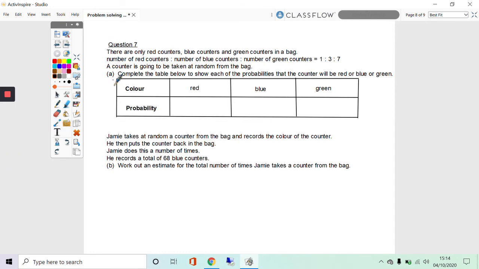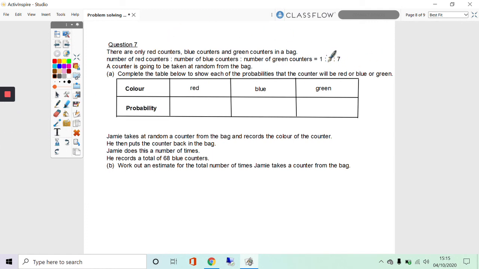So our final question, and like the previous question, this one is taken from an exam paper. So there are only red counters, blue counters and green counters in a bag. The number of red counters to number of blue counters to number of green counters is 1 to 3 to 7, and a counter is going to be taken at random from the bag. Question A. Complete the table below to show each of the probabilities that the counter will be red or blue or green.